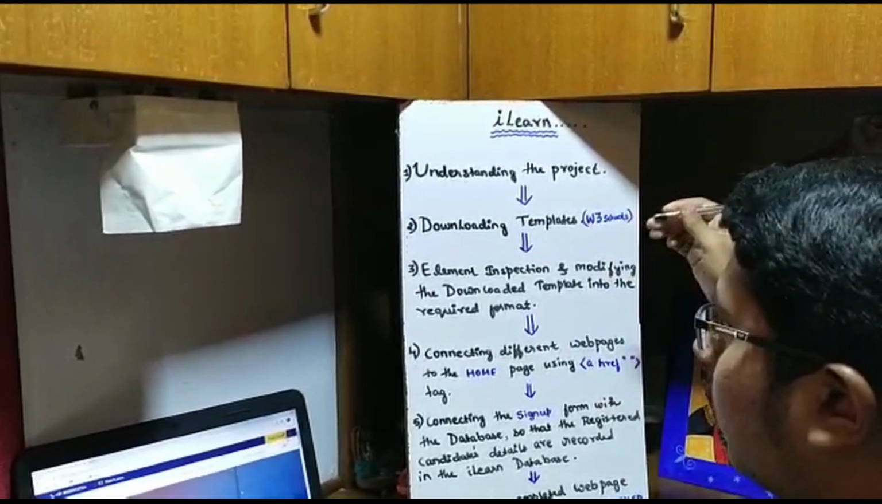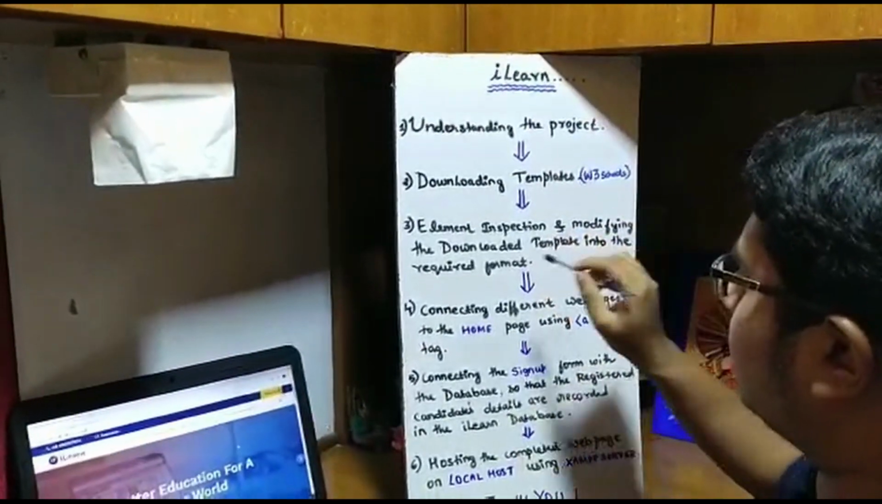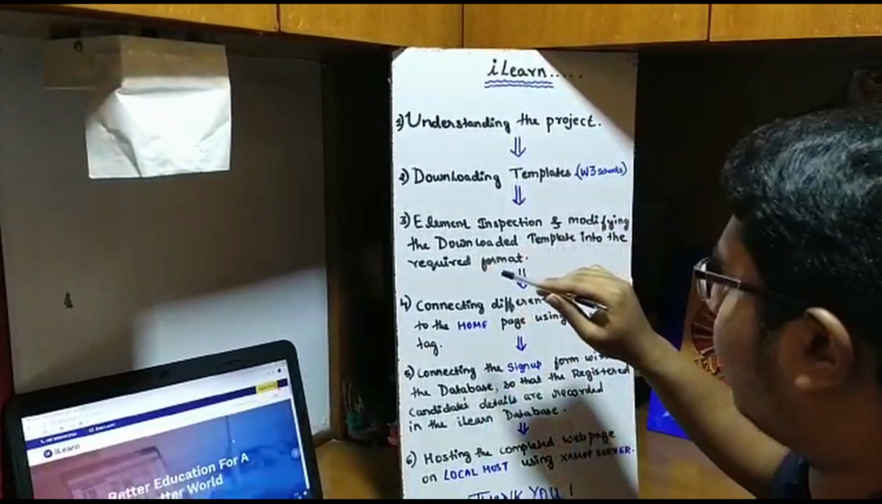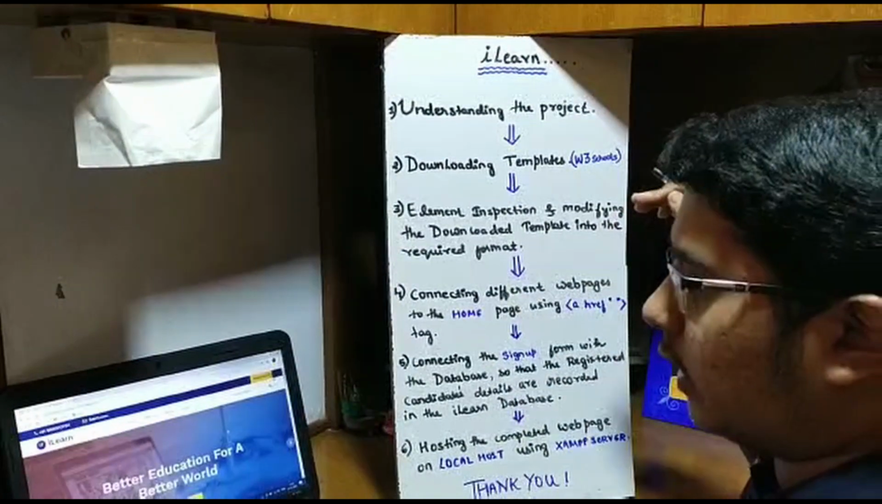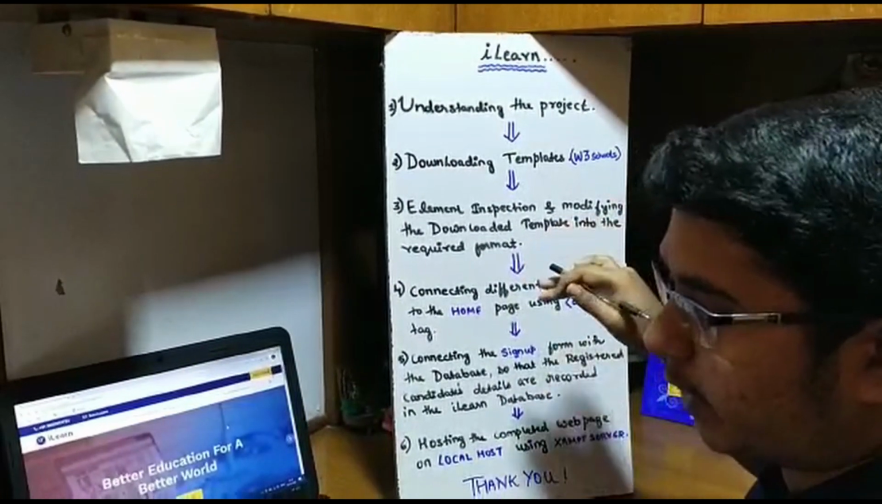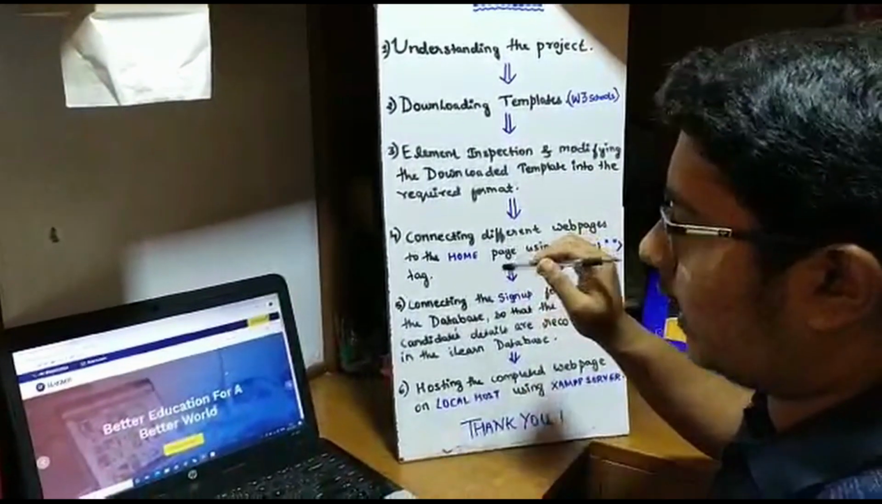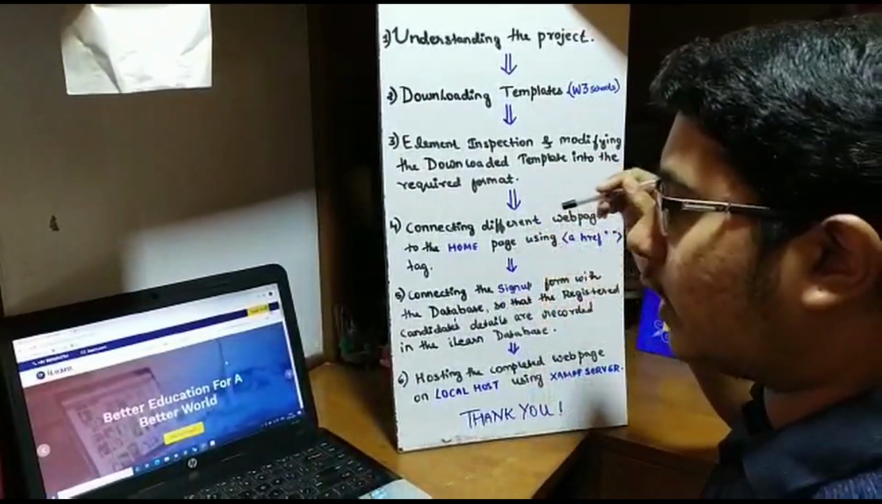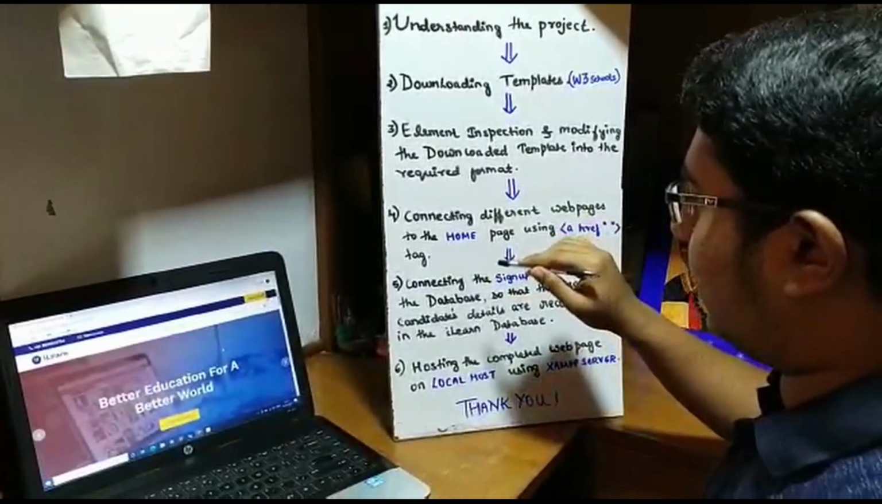We had to modify each template according to our requirements. So we followed this element inspection and modifying the downloaded template into the required format. So we inspected each element and modified it according to our requirement. Next, we had to connect various web pages to the home page of iLearn blog. So we connected using the ahref link tag.